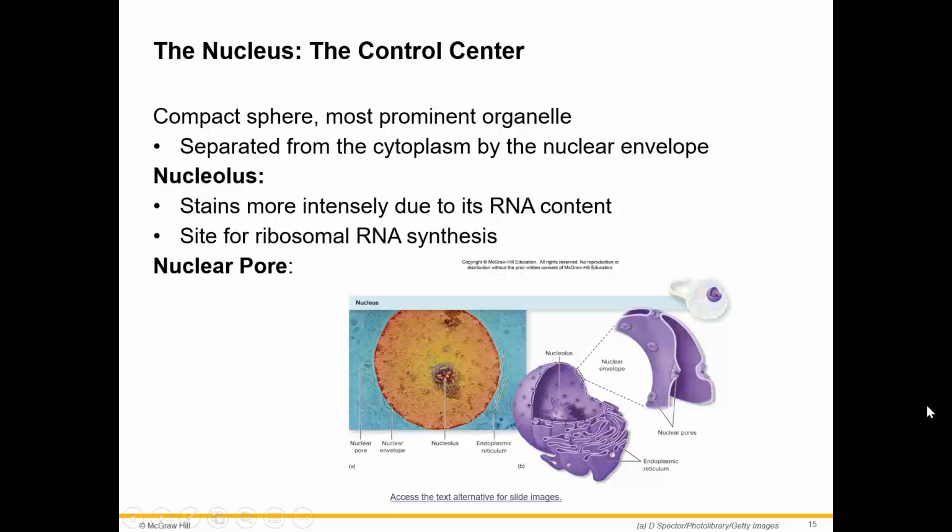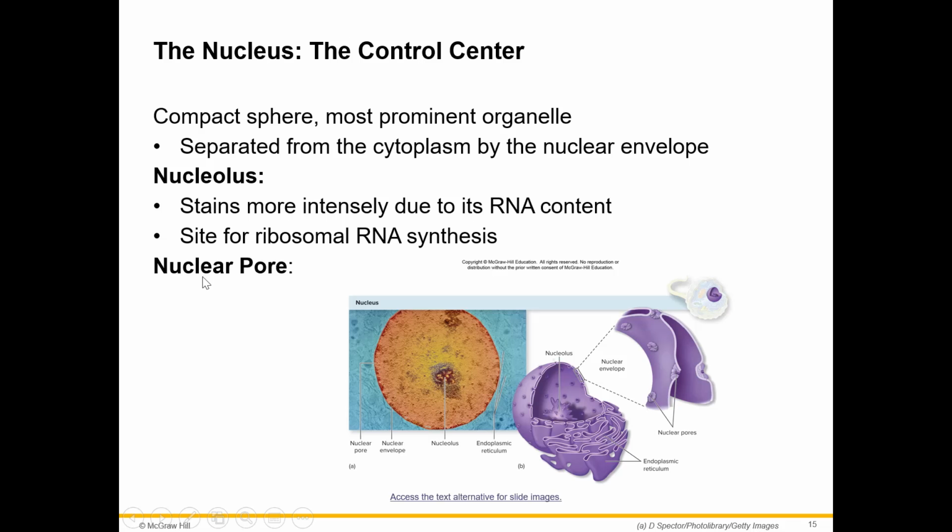In this section, I'm going to talk about internal eukaryotic cell structures. Starting with the nucleus, which is sometimes known as the control center. It's a sphere that's the most prominent organelle in the cell. It's separated from the cytoplasm by the nuclear envelope.